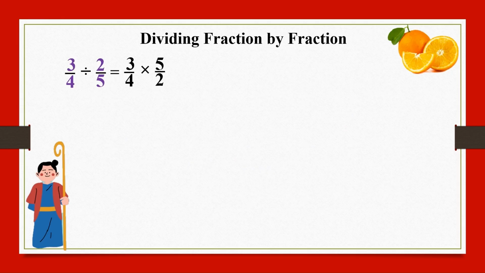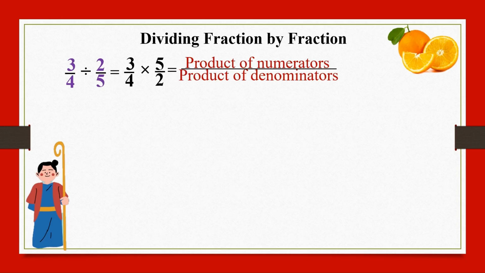Now we are taking two fractions, 3 by 4 divided by 2 by 5. You know how to proceed. 3 by 4 times 5 by 2 will give you 15 by 8.